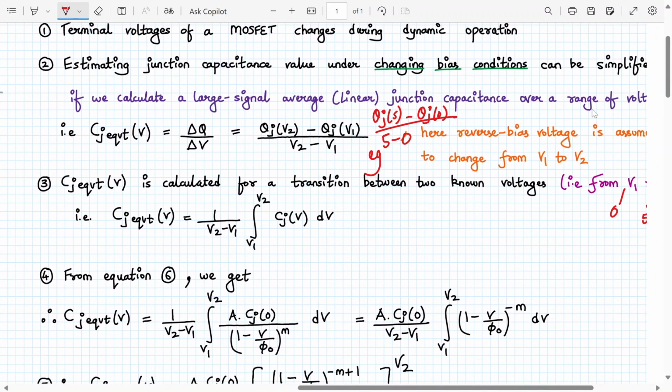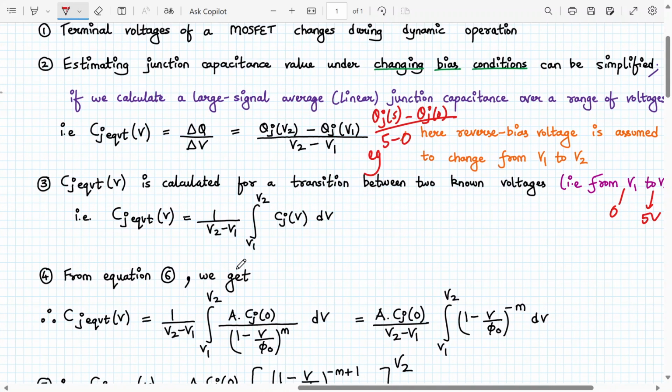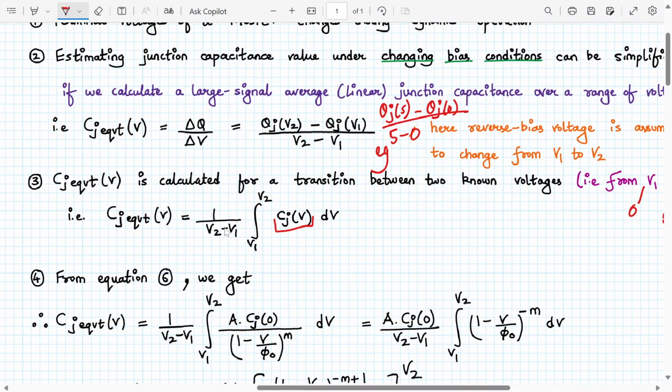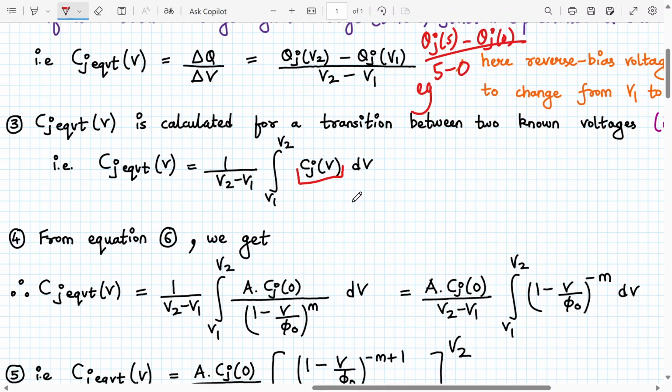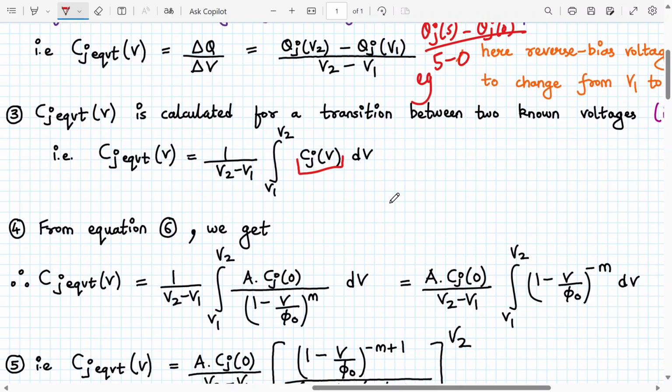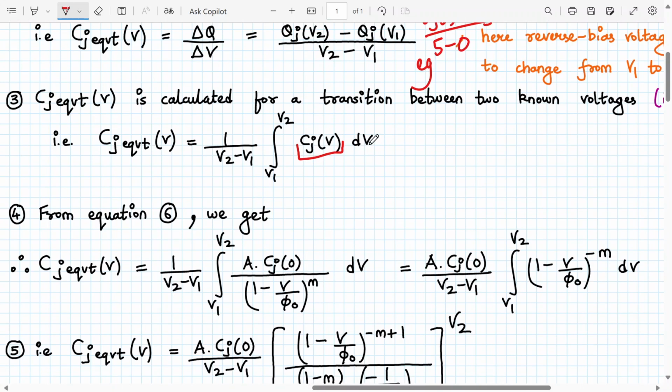So if we want to find the capacitance, we will integrate with respect to the area, because this is a known quantity, a constant, so we have taken it out of the integration, and we integrate from V1 to V2. And if we calculate Cj of V, which we know is the junction capacitance for a reverse bias, we will get the equivalent junction capacitance Cj equivalent. Understood this? So Cj equivalent will be 1 upon V2 minus V1 times the integral from V1 to V2 of Cj of V dV. Did you understand this statement?